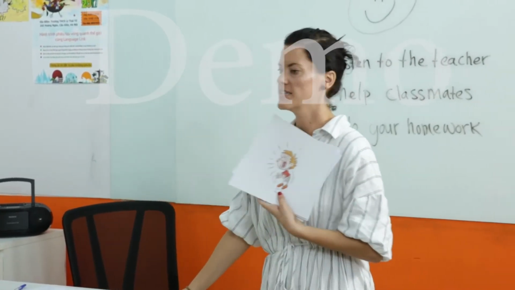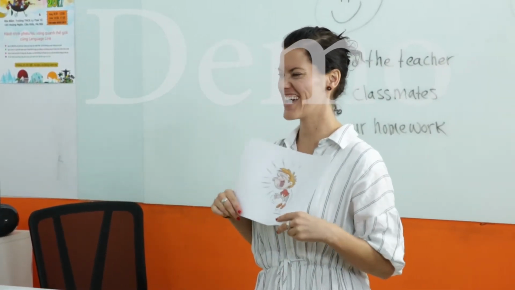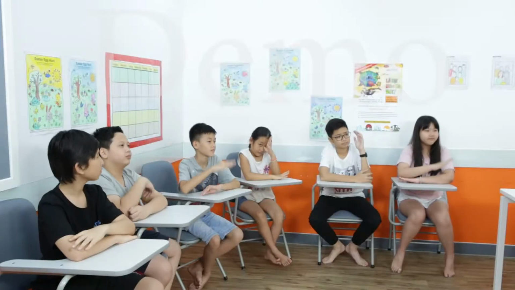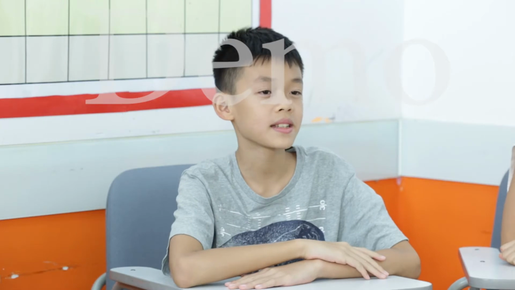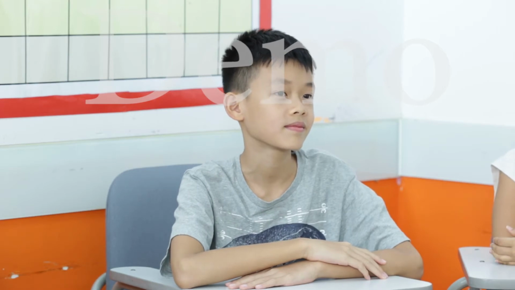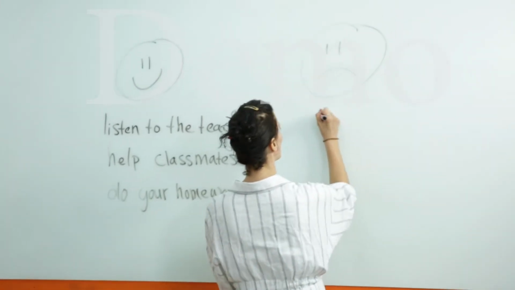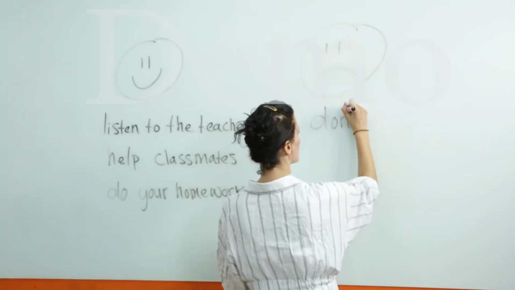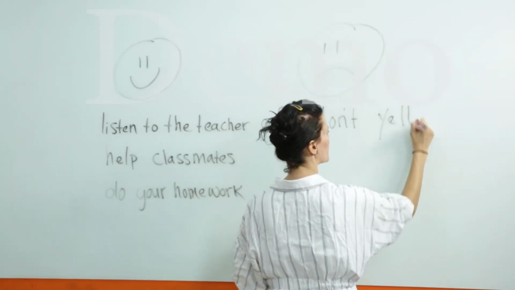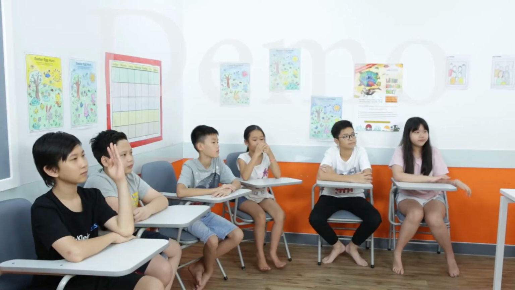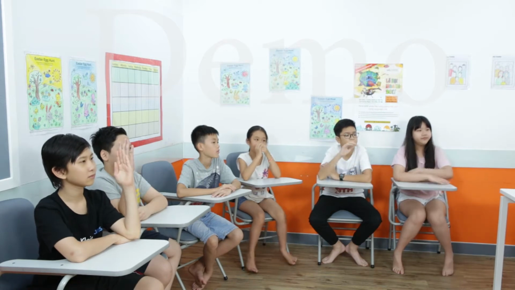Next one. All right, what do you think? Raising hands. Who can tell me? Michael, what do you think? Good student or bad student? I think he's a bad student. Okay, why is he a bad student? Because he's chatting. Very good. He's shouting, he's yelling, he's being really noisy. So we're going to write, don't yell. Don't yell.